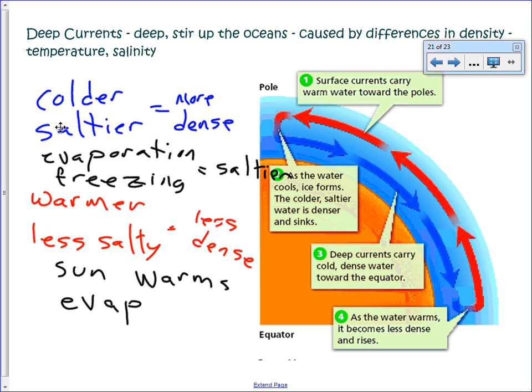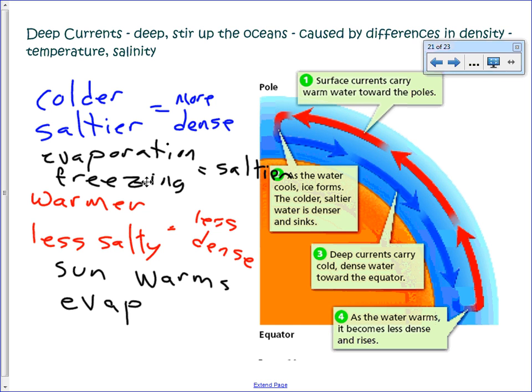Now, we talked about this and we did a little demonstration. If it's colder, if it's saltier, it will be more dense. If it is colder, the molecules are closer together. If it is saltier, it's water plus other things in the same volume. So if you have evaporation of water, that will make it saltier.